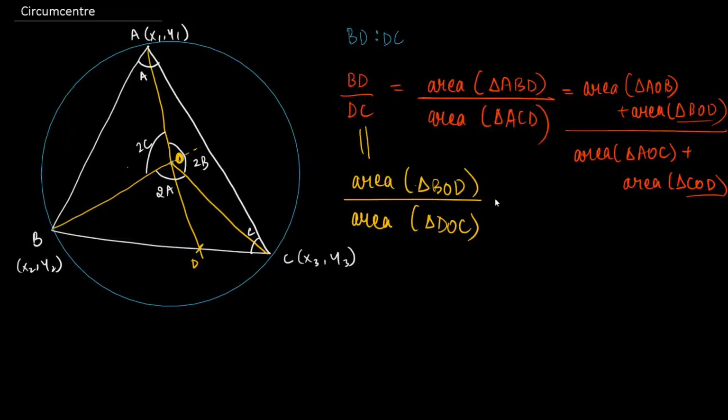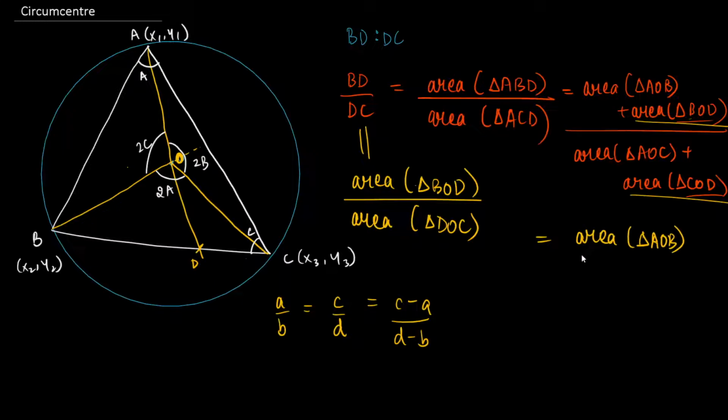So you have the area of triangle BOD here in the numerator, and the area of triangle DOC here in the denominator again. And we know from basic arithmetic that when A over B is equal to C over D, both of these are the same as (C minus A) over (D minus B). So we just do that. We write the entire numerator minus the area of triangle BOD. That just leaves us with the area of triangle AOB divided by the entire denominator minus the area of DOC. So that gives us triangle AOC.